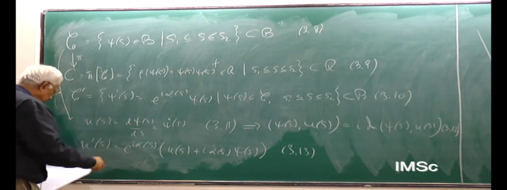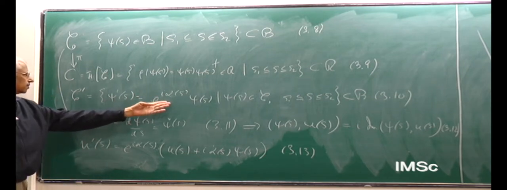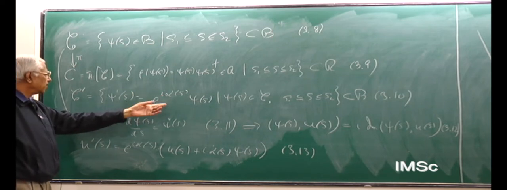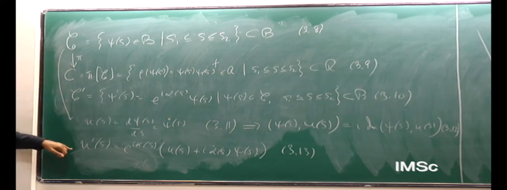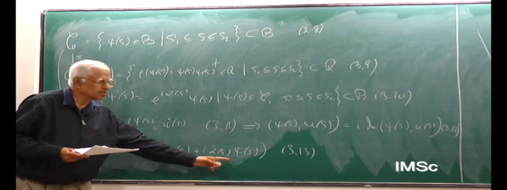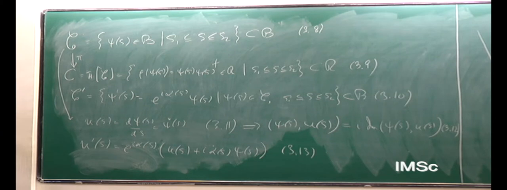So you see that when you make this phase transformation, we can call it a gauge transformation. When you apply a gauge transformation to the vectors psi of s on a given curve, the way in which the tangent u of s transforms is given by this expression 313. It is a linear inhomogeneous transformation law. These are things which one is familiar with when you study general relativity, for example.